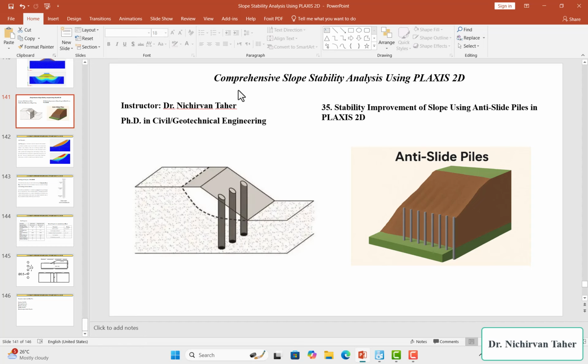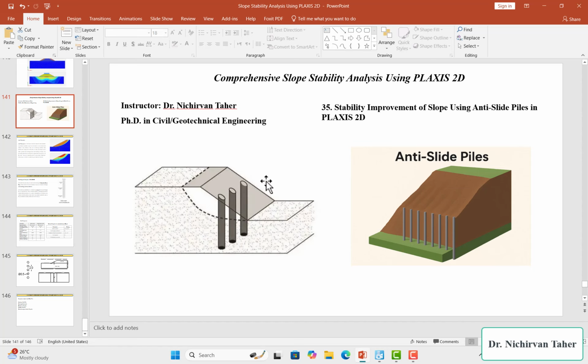Hello and welcome back again to the course Comprehensive Slope Stability Analysis using PLAXIS 2D. This is tutorial 35, Stability Improvement of Slope using Anti-Slide Piles in PLAXIS 2D. In this lecture I will show you how we can do slope stability analysis with improvement using anti-slide piles.